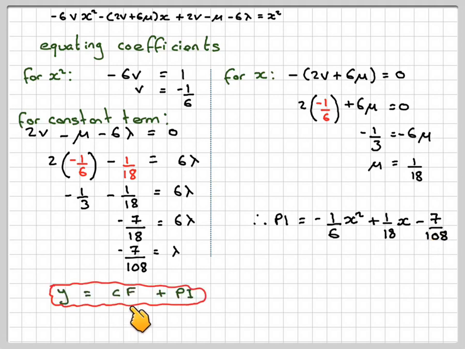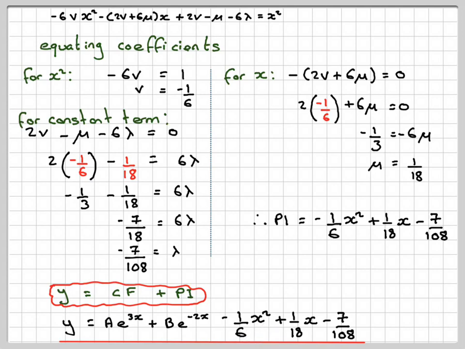Y is equal to the complementary function plus the particular integral, so that y will be a e to the 3x plus b e to the minus 2x, and then my particular integral, I need to add on minus 1/6 x squared plus 1/18 x minus 7 over 108. Okay, so this has been a video to show you how to solve a second order differential equation by finding both the complementary function and the particular integral. I hope you've understood, and I thank you very much for watching.